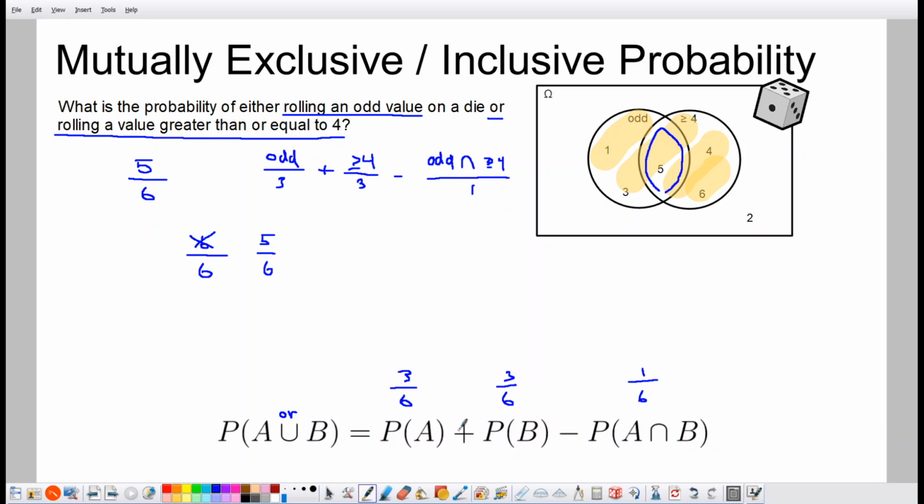So if I do 3/6 plus 3/6, that's 6 out of 6. That was our initial result. Minus the 1/6, that's our corrected result of 5/6. This is going to give us our 5/6 result.